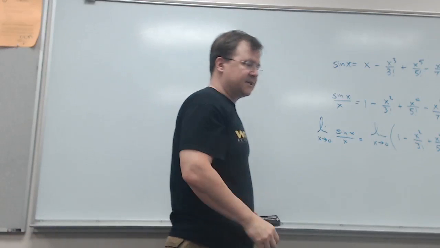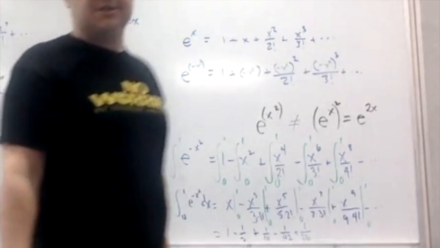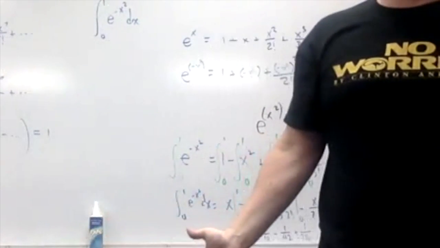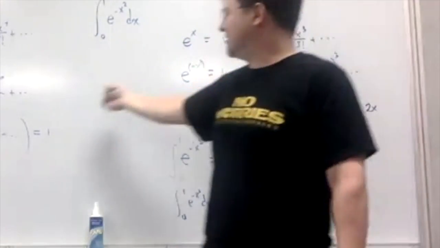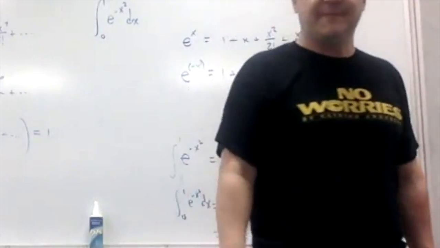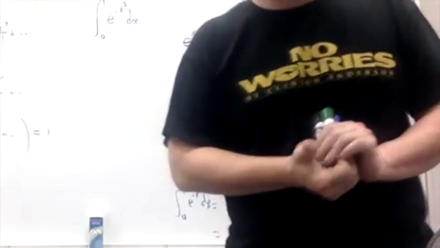So I don't know. I think 6.4 is kind of a fun section, just because you're doing all the applications of power series, things like this, things like that. Lots of uses. We also get the binomial theorem from there, right?